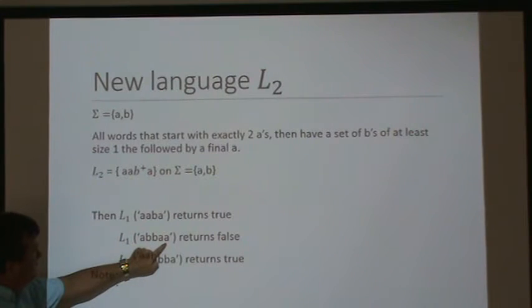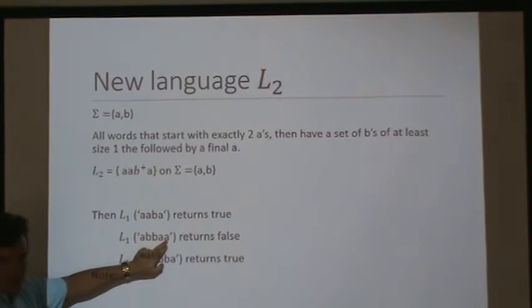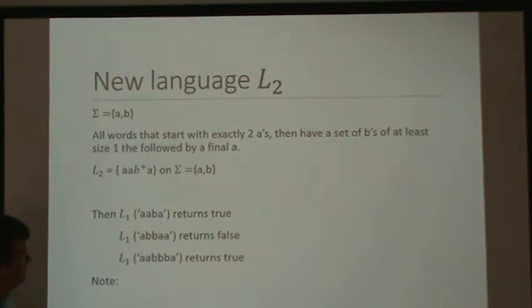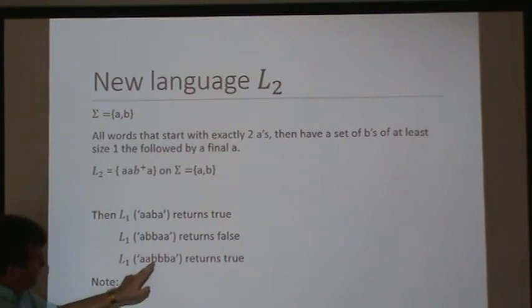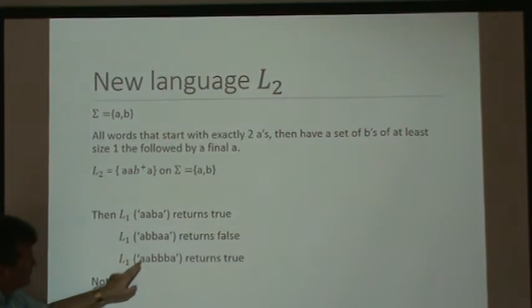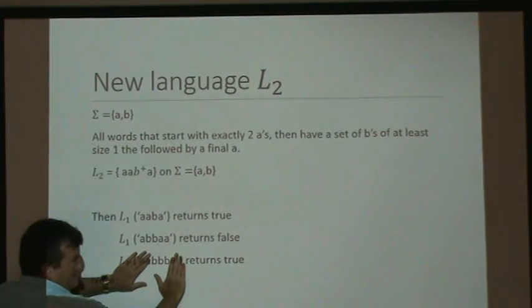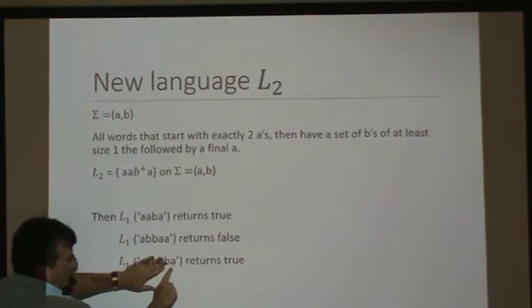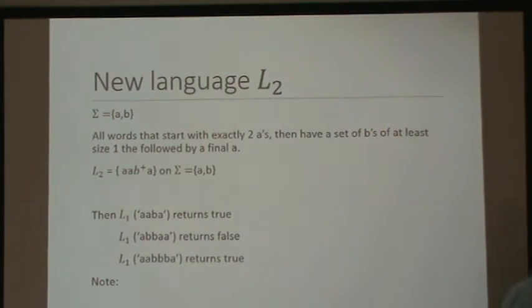ABBAA is no good for 2 reasons. It didn't start with 2 A's. The multiple B's is okay, and then it must end with just 1 A. After the last B, only 1 A. So there's actually 2 violations here. And then AABBBA, this would be true because it started with 2 A's. We can have as many B's as we want as long as there's at least 1, and then it must end with an A. So that's a word in this language, language 2.